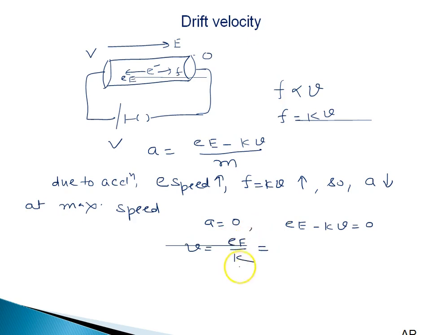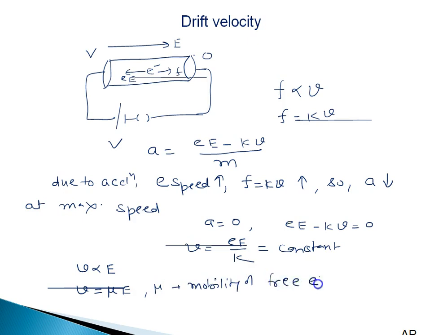e is constant, E is constant, k we have already taken as constant, so this is constant. This constant speed is known as drift speed, and if the drift speed is constant, we say the current is also constant. From this expression you can also say that v is proportional to E, and this drift velocity is written as mu E. Here the constant mu is known as the mobility of free electrons in the matter.